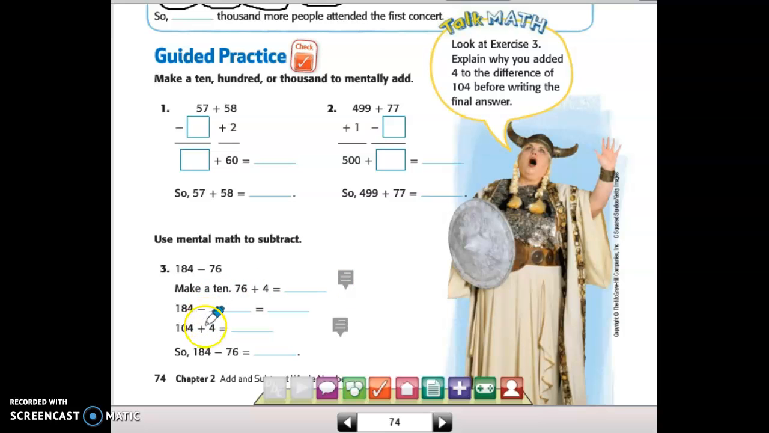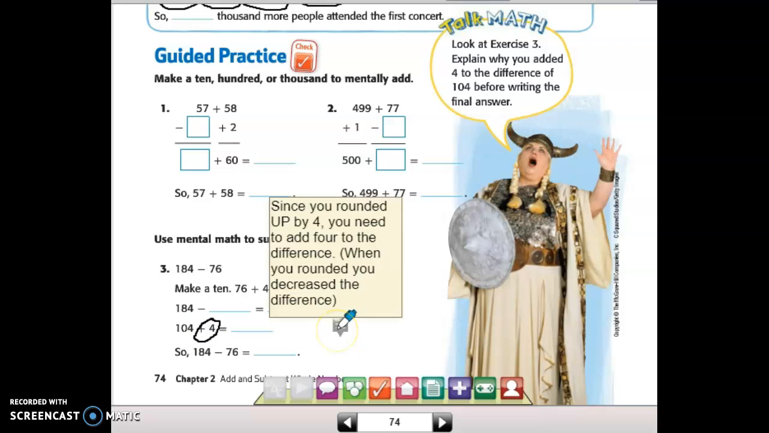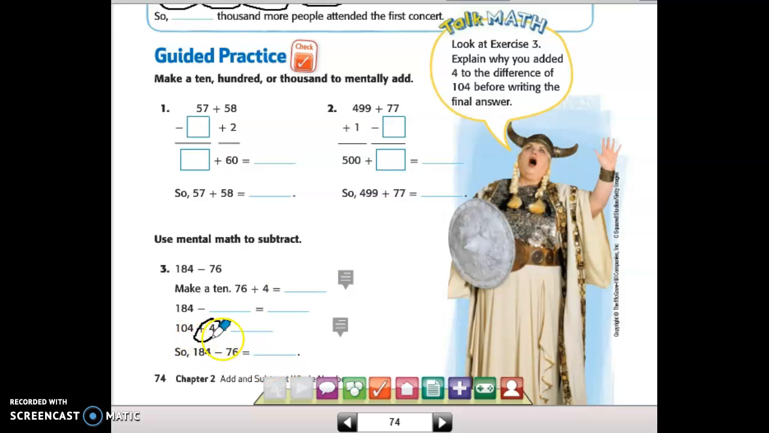And then as you work through, since you did round up by 4, that's what's happening here. You have to do the 4 again. Since you rounded up by 4, you need to add 4 to the difference. When you rounded, you decreased the difference. So you need to put that difference back to what it should have been in the original problem.